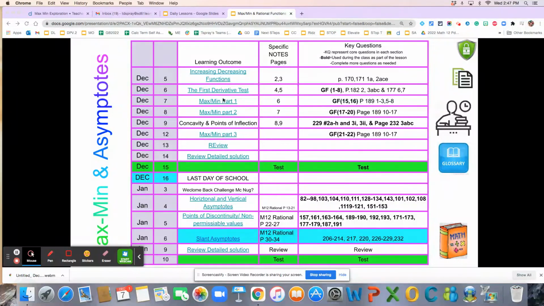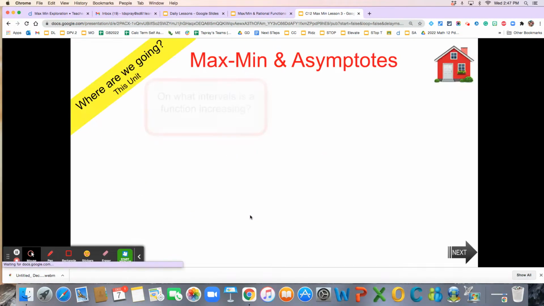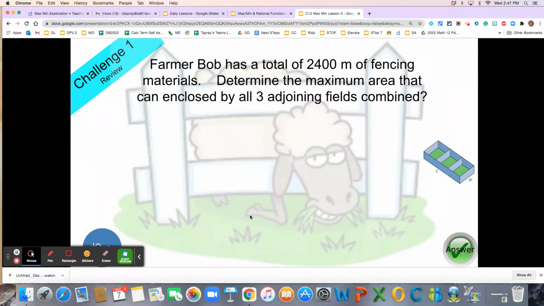Okay, friends, welcome back. We're going to take a look at optimization problems. They're also known as max-min problems today. These can be really tricky, but they're also so good for giving you chances to practice modeling and representing your ideas in multiple ways. So let me show you one of the problems we're going to look at today.